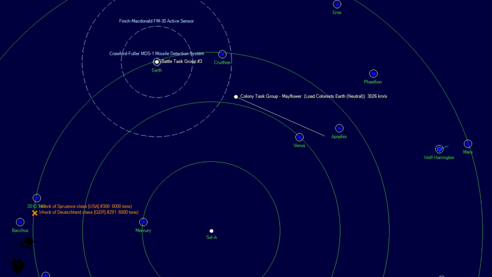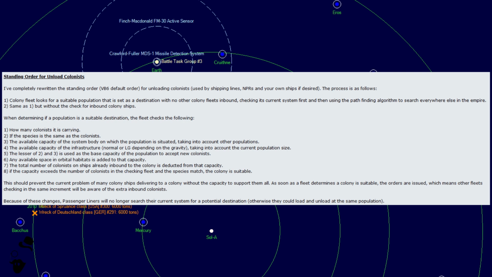No, I have decided we are not going to be talking about ground forces anymore, at least not anytime soon. I'm sick and tired of it. Let's move on. So, in C#, standing orders for unloading colonists, which is what shipping lines, NPRs, and your own ships can use, has been rewritten. The process is now as follows.